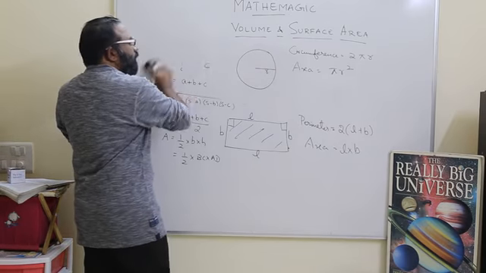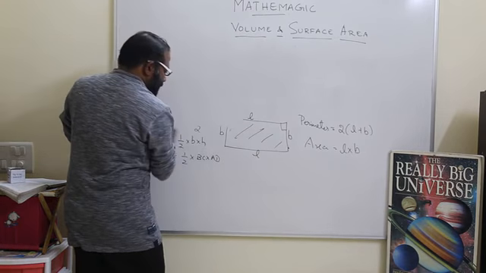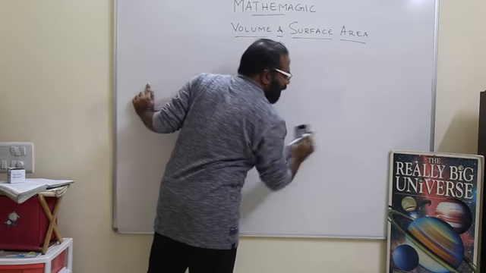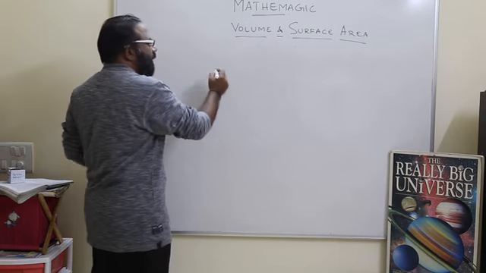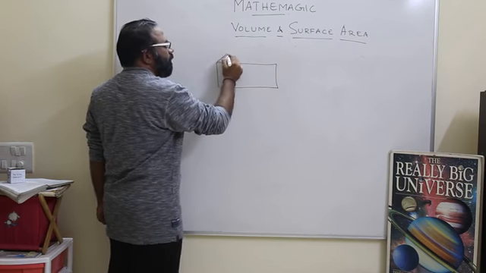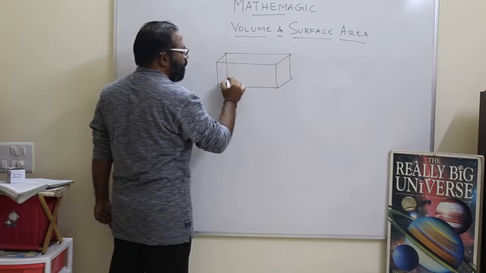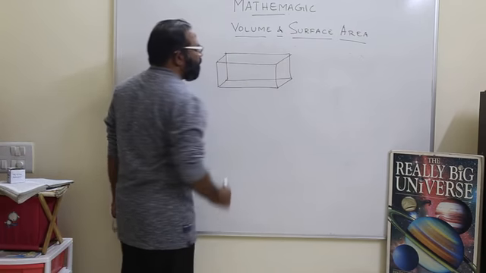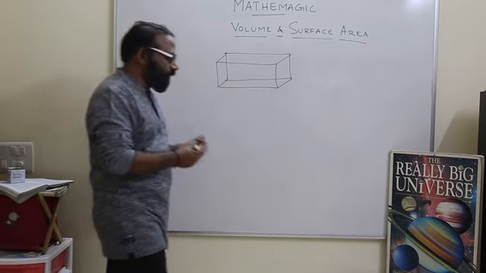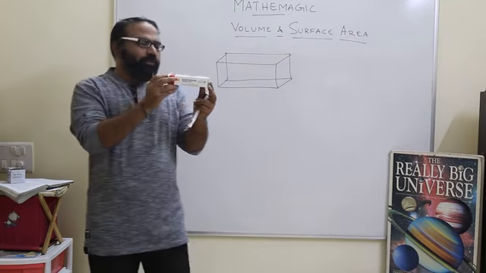Now, let us look at the first three-dimensional shape of the day. That would be, let me draw it, you can find out what it is. This is a cuboid. So what is a cuboid? You've seen cuboids all over the place. A cuboid looks something like this.